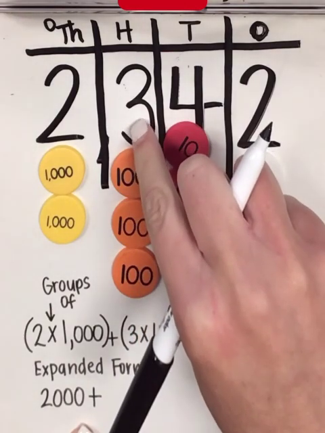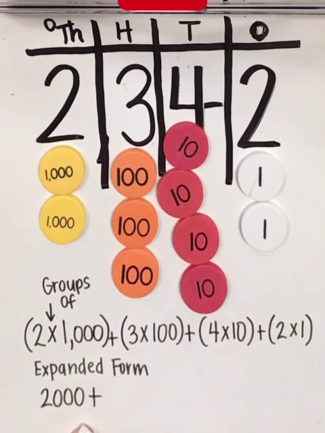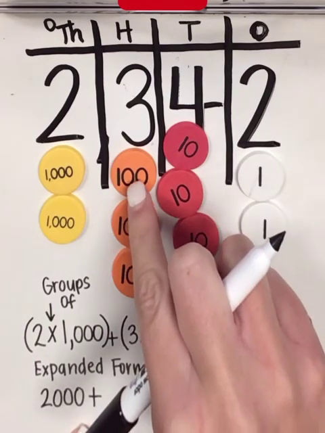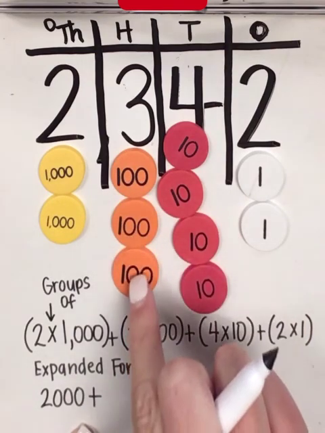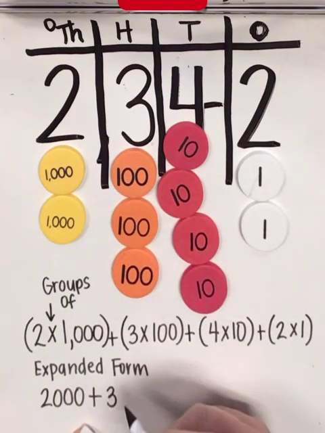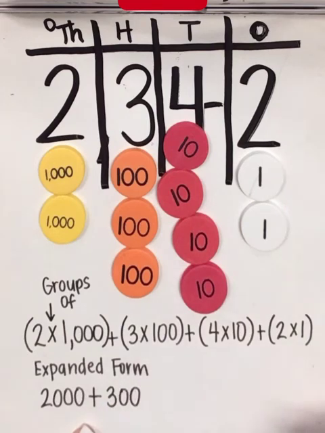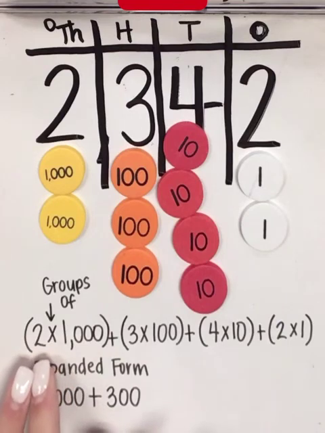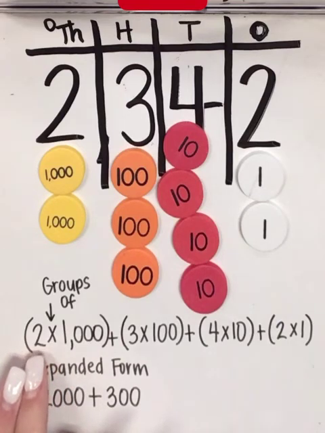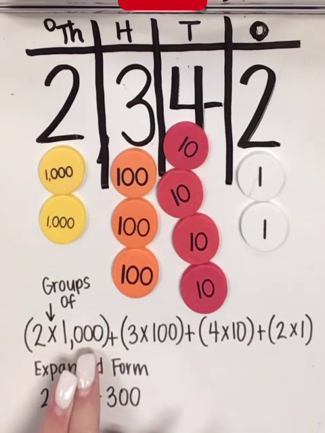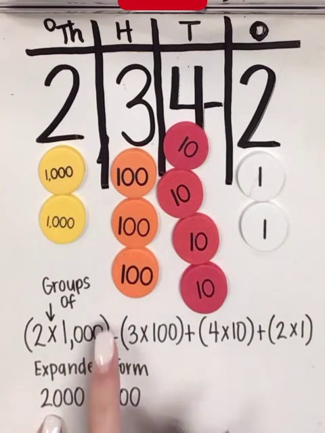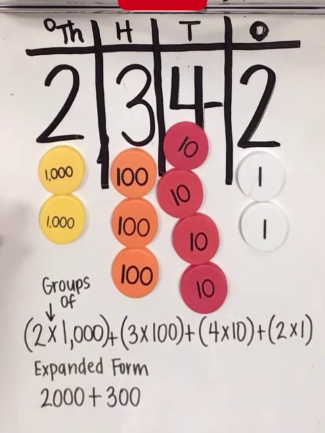So you have 3 groups of 100. So how many do we actually have? Let's count by 100s. 100, 200, 300. So we have 300. So this is just our value. Do you see the difference? Here we tell us what the digit is or how many groups you have, and you're going to multiply it by its value. Do you see that? But this is the whole value that it is showing.